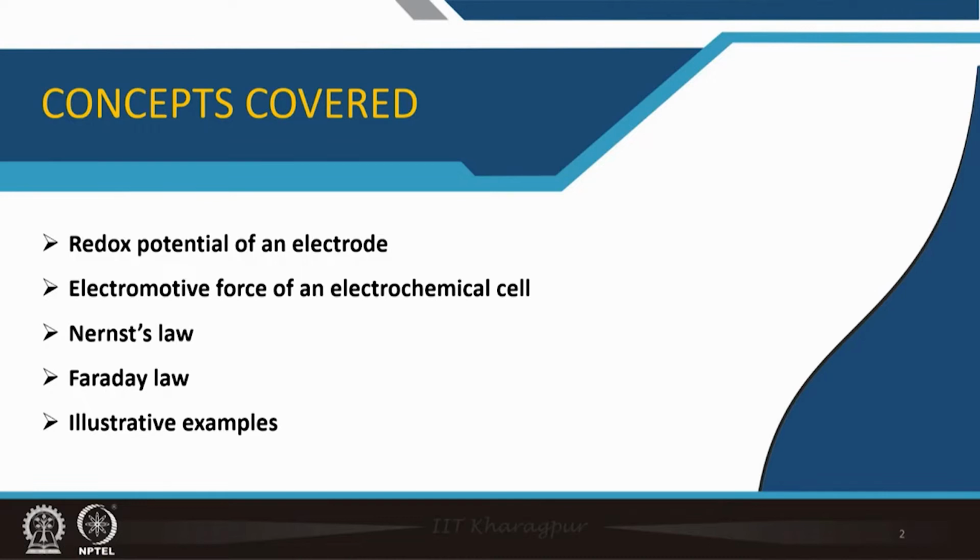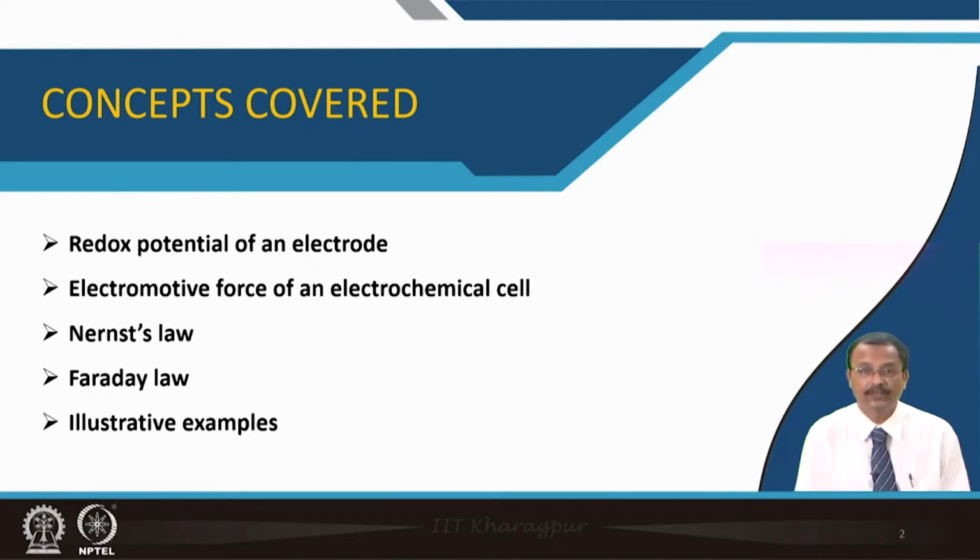So, the concept that I want to cover in this course is the redox potential of an electrode. Then we will talk about electromotive force of a typical electrochemical cell. Then I will introduce Nernst law, followed by Faraday's law and certain illustrative examples of how Faraday's laws are used in electrochemical energy storage.